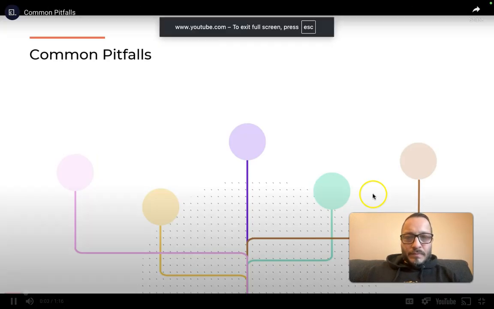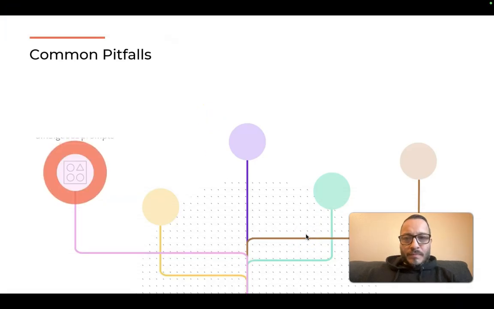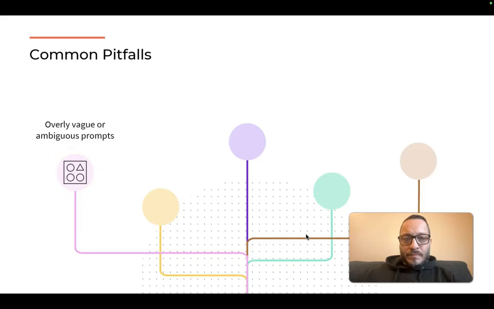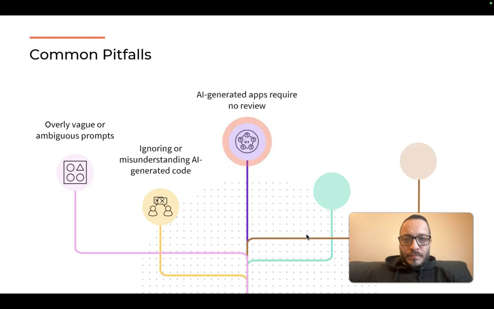Using Lovable effectively depends heavily on clear, precise instructions. One common mistake is providing overly vague or ambiguous prompts, which leads to unpredictable results and unnecessary corrections. To ensure consistent outcomes, always specify exactly what your app should do and look like. Another frequent issue involves ignoring or misunderstanding AI-generated code and the assumption that AI-generated apps require no review. Always take time to understand and verify the code that Lovable generates. Being attentive helps you identify and correct potential issues quickly, maintaining higher quality and security.